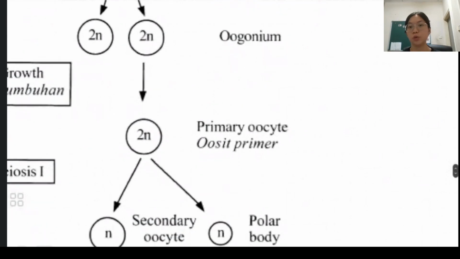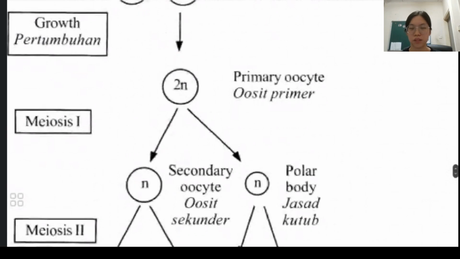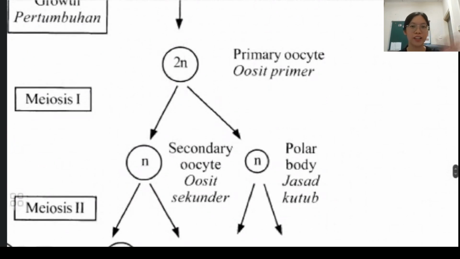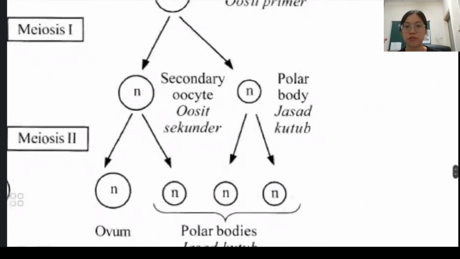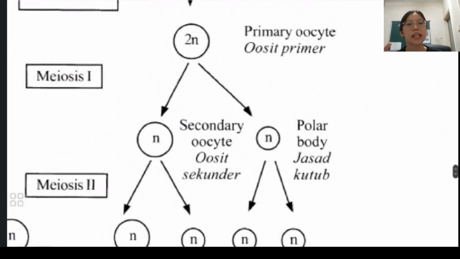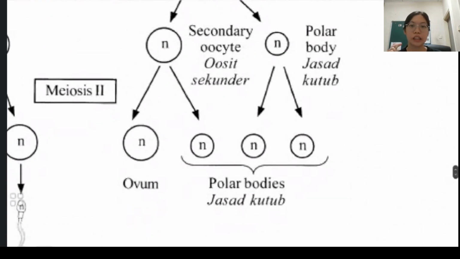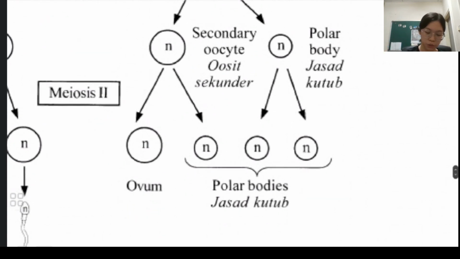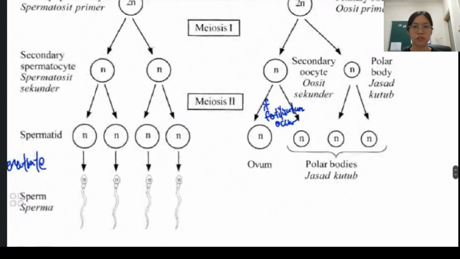Now let's take a look at this oogonium. The oogonium will grow to become a primary oocyte. I know that there are a lot of stopping processes, but this one is very direct. Every menstrual cycle, one primary oocyte will undergo complete meiosis I to form a secondary oocyte and polar body. This secondary oocyte will only complete meiosis II if fertilization occurs. If fertilization occurs, it will form an ovum and another polar body. So the product looks this way.